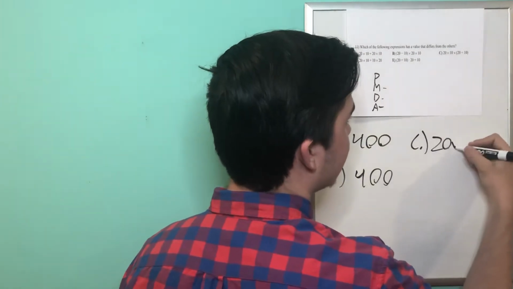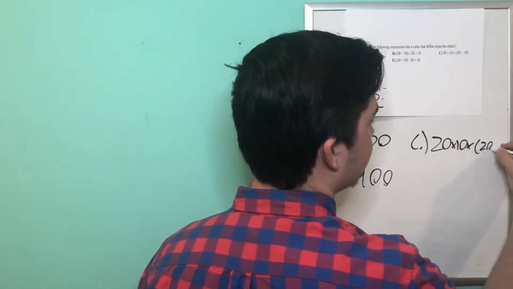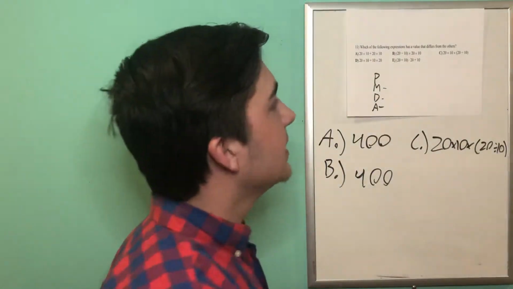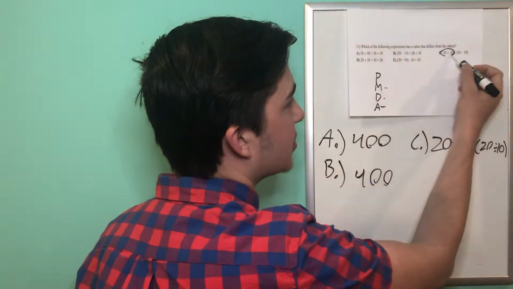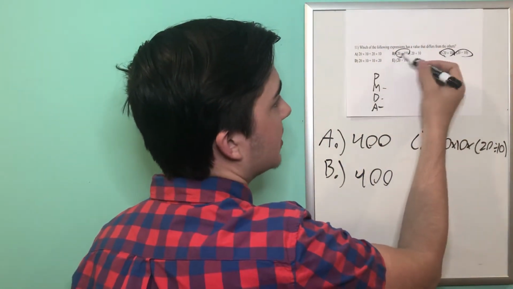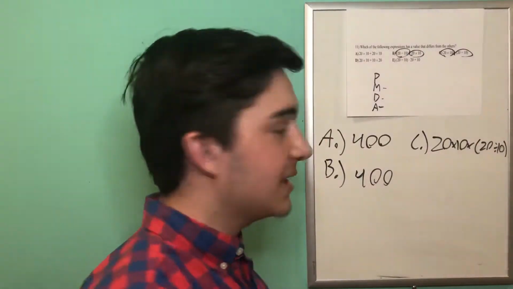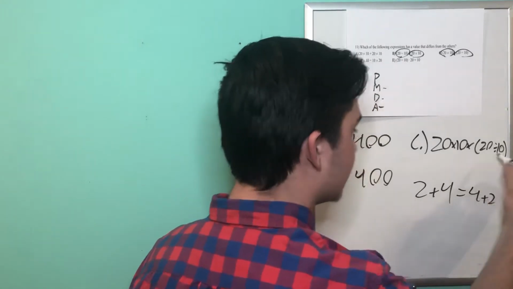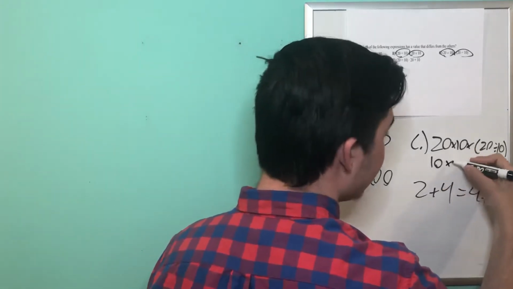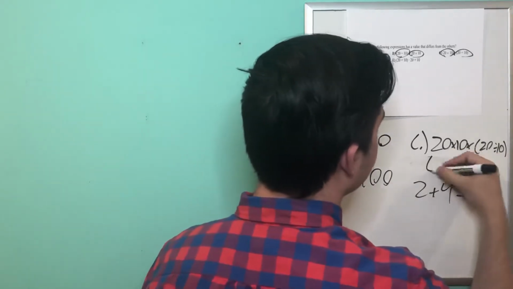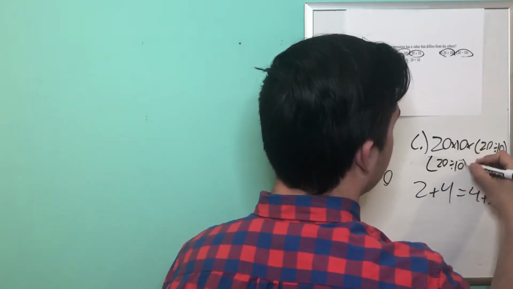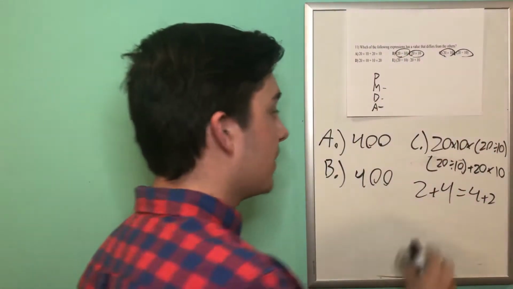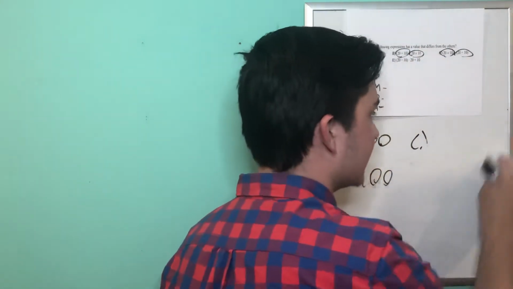C, we have 20 times 10 times 20 divided by 10. Wait a second. That looks exactly like B. The only difference is these things, the 20 times 10 and the 20 divided by 10, switched sides. But that doesn't mean anything. Like if I have 2 plus 4, it's the same thing as 4 plus 2. So this is equal to, in parentheses, 20 divided by 10 plus 20 times 10. And we already solved that right here. And what was that equal to? 400. So we could say C is also 400.